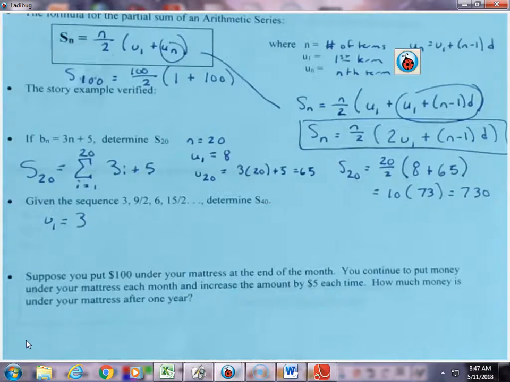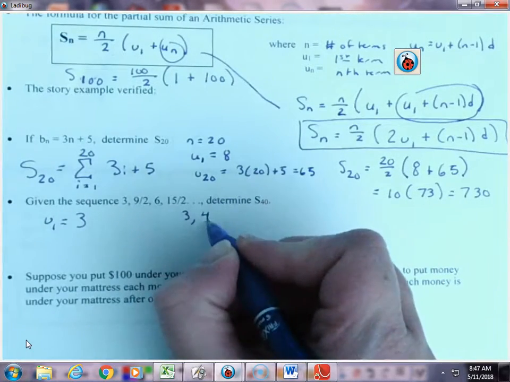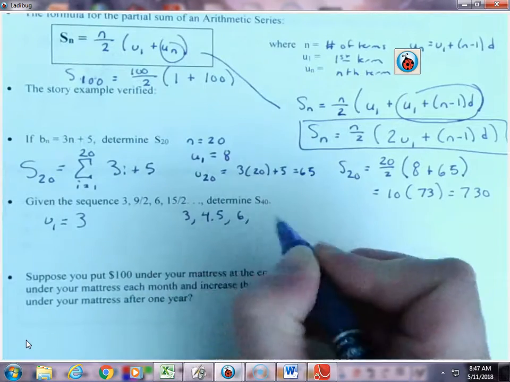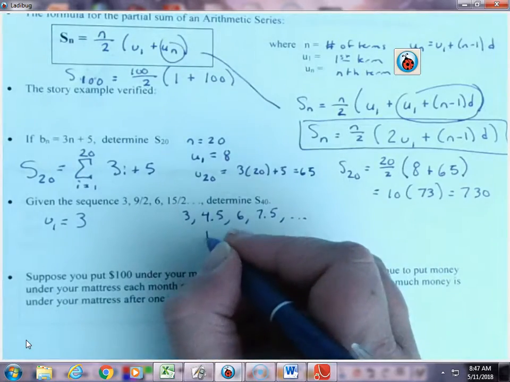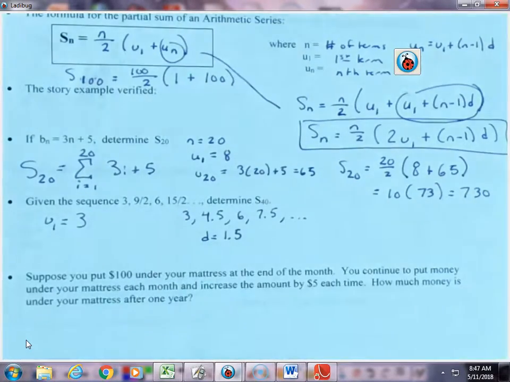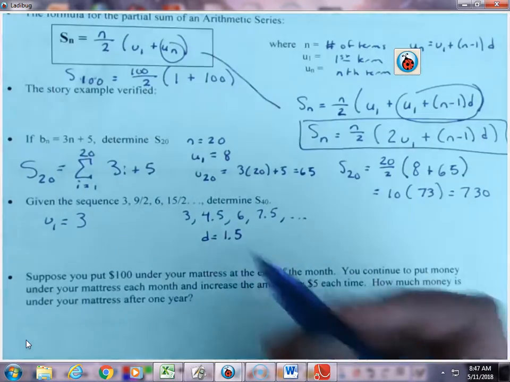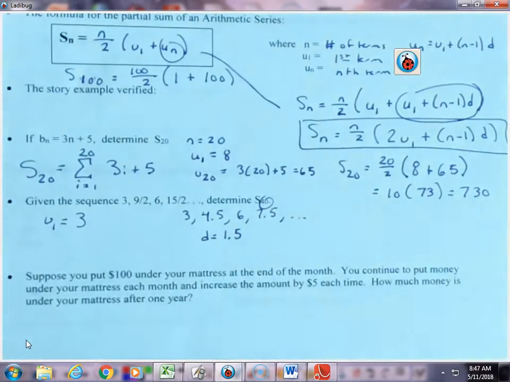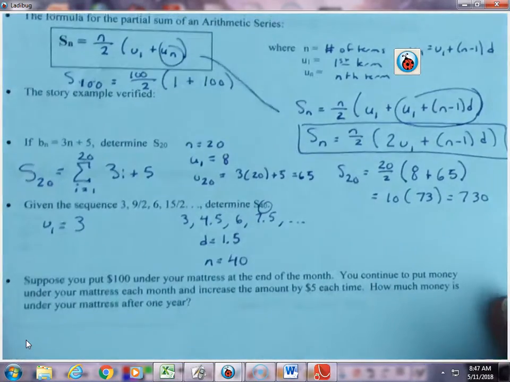Do I know D? It looks a little gross, right? It'd be like 3, 9 halves would be 4.5, and then 6, and then 15 halves would be 7.5. You got it. And basically, you take any term minus the previous term, like if you're not sure. But we are assuming that it is arithmetic. Okay, so we know u sub 1, we know D. When it says S sub 40, that means n is 40. That's how many terms they want us to deal with. And we want a sum.